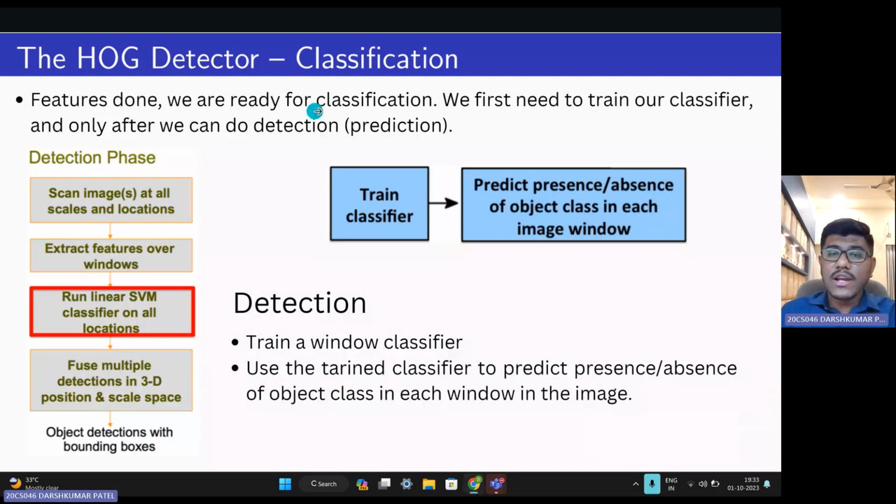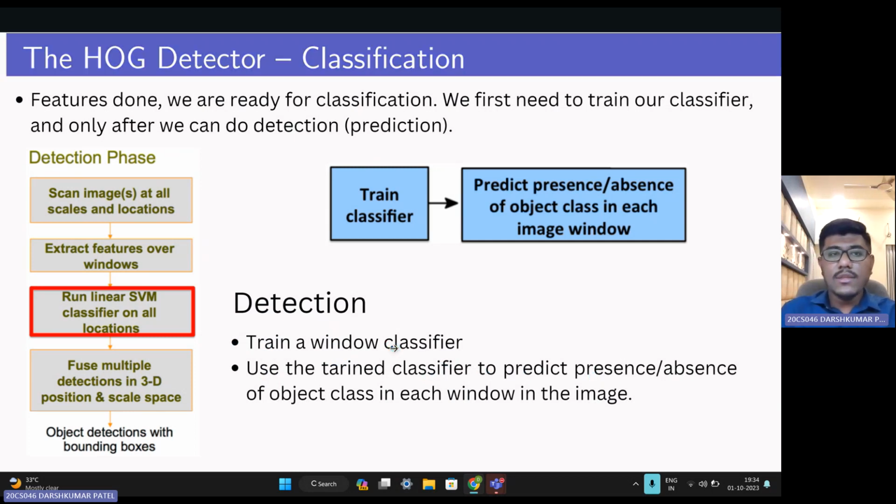Features done, we are ready for classification. For the classification technique, we first need to train our model, and only after that can we do detection. For this technique we use the SVM model of machine learning, the support vector machine model. We first train that model, and once it is trained and ready to predict, we use it on the image for face detection. The detection: train a window classifier and use the trained classifier to predict the presence or absence of the object class in each window in the image.